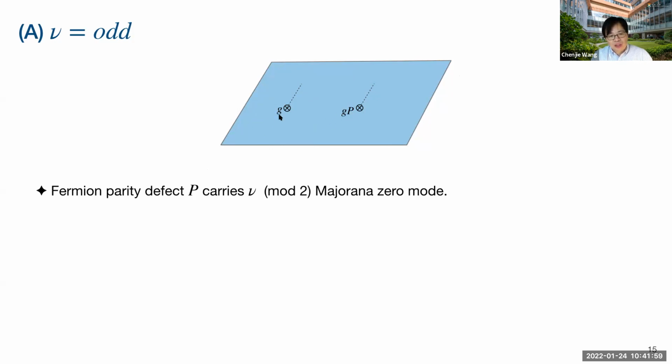Let me denote little g as an element in this G without subscript F. So we can insert all these defects. And on each defect, we may or may not have a Majorana zero mode. By the way, first of all, the fermion parity P carries a Majorana zero mode, right? When this index nu is odd, that means we have odd layers of P plus IP. So this fermion parity carries a Majorana zero mode, depending on nu mod 2.